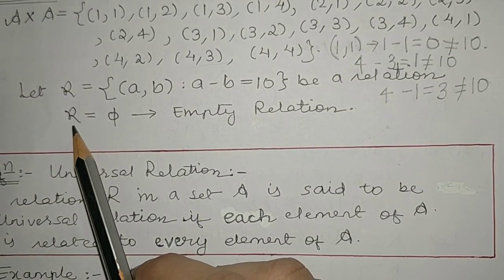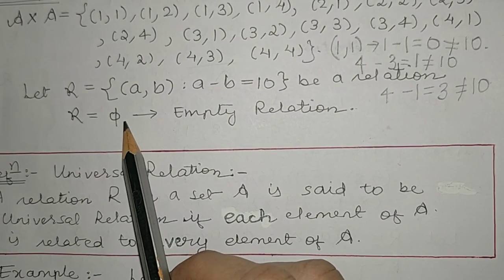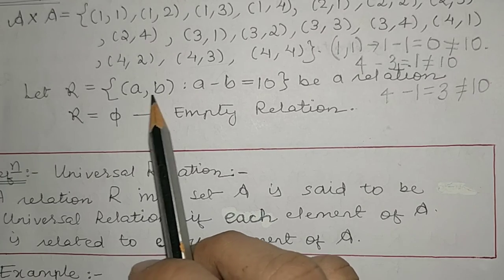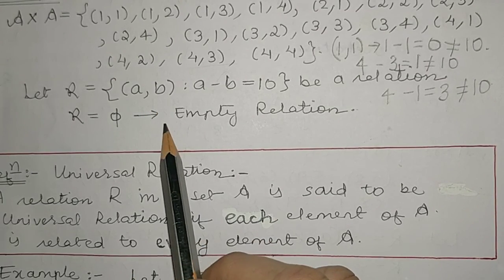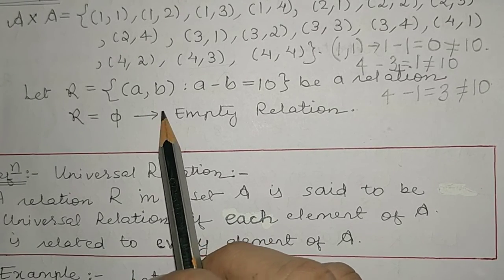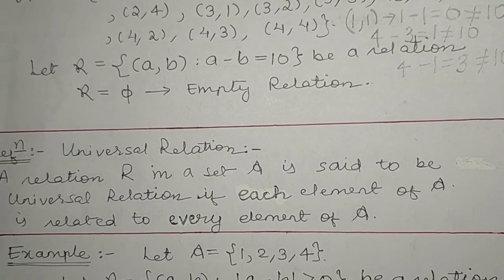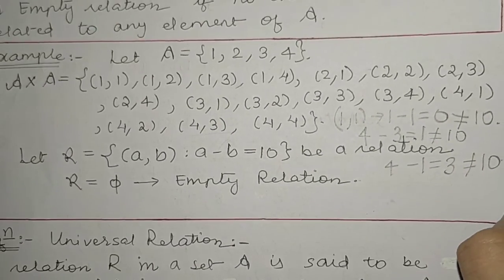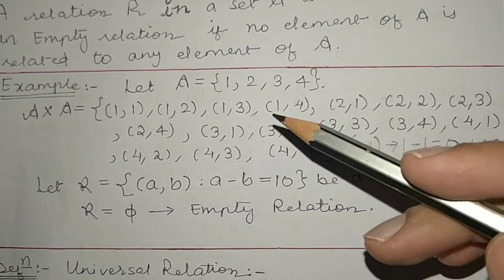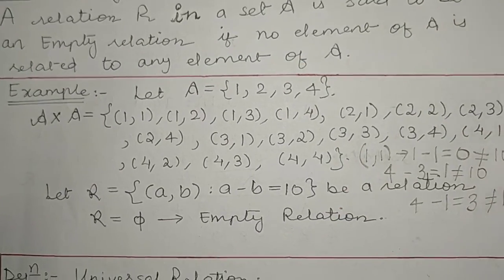So this relation R is nothing but the empty set. There is no element in this set R. So this set R becomes an empty relation. So we have also looked at an example of an empty relation.